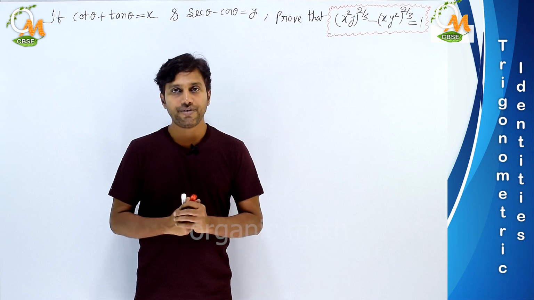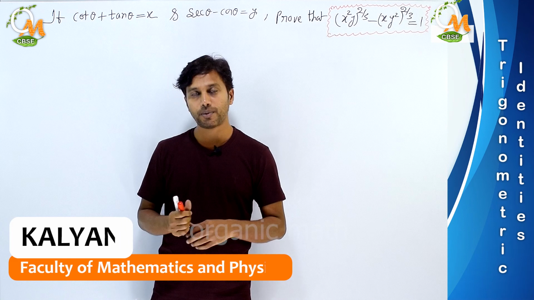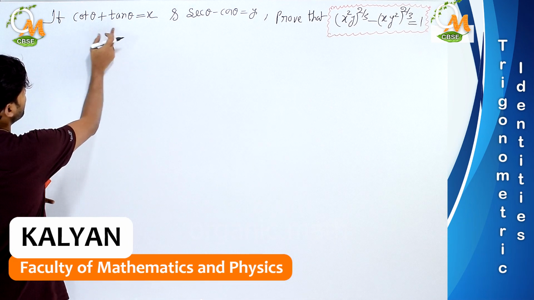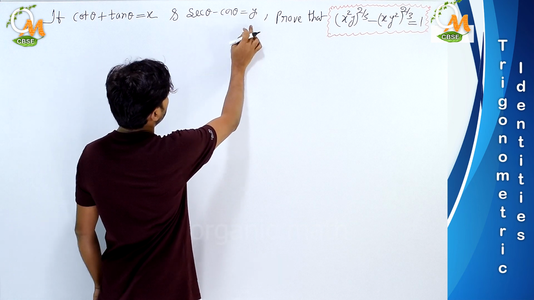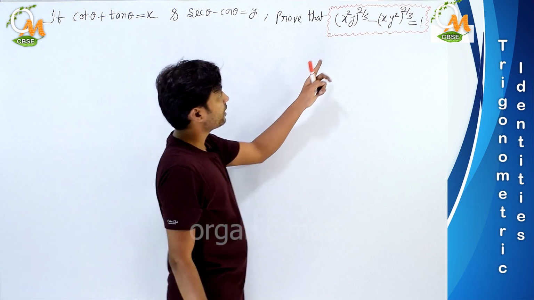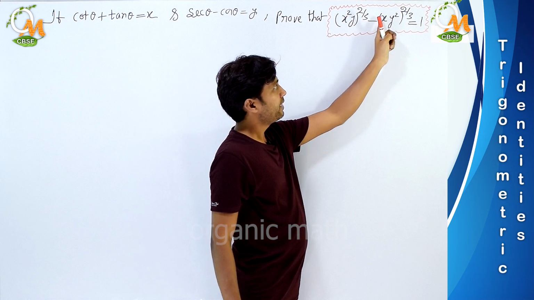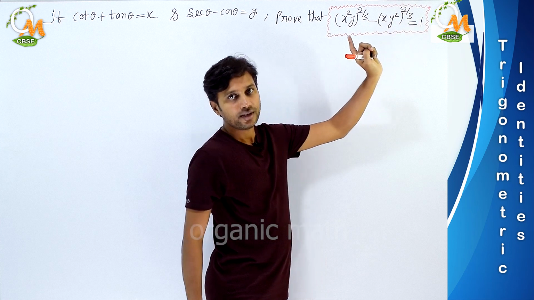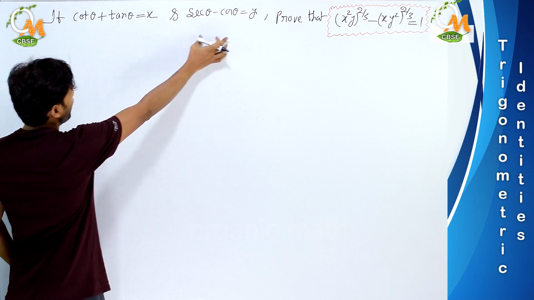Okay, let us see one more application of trigonometric identities and see the problem. If cot theta plus tan theta equals x and secant theta minus cos theta equals y, then we need to show that (x square y) whole power 2 by 3 minus (x y square) whole power 2 by 3 equals 1.